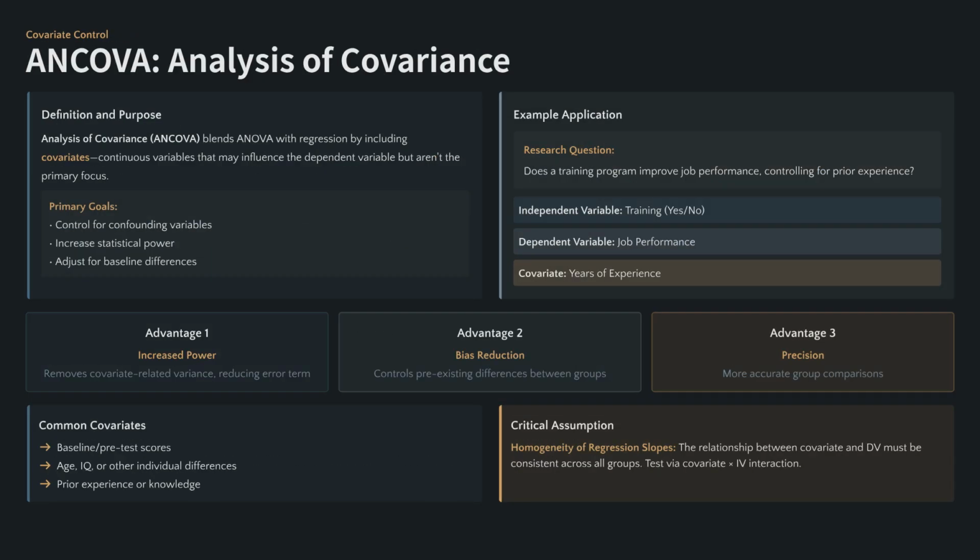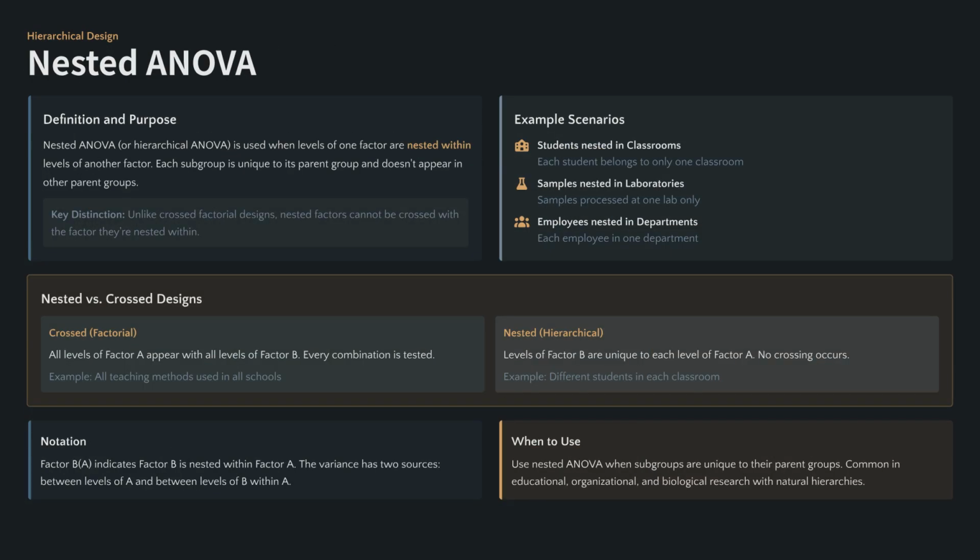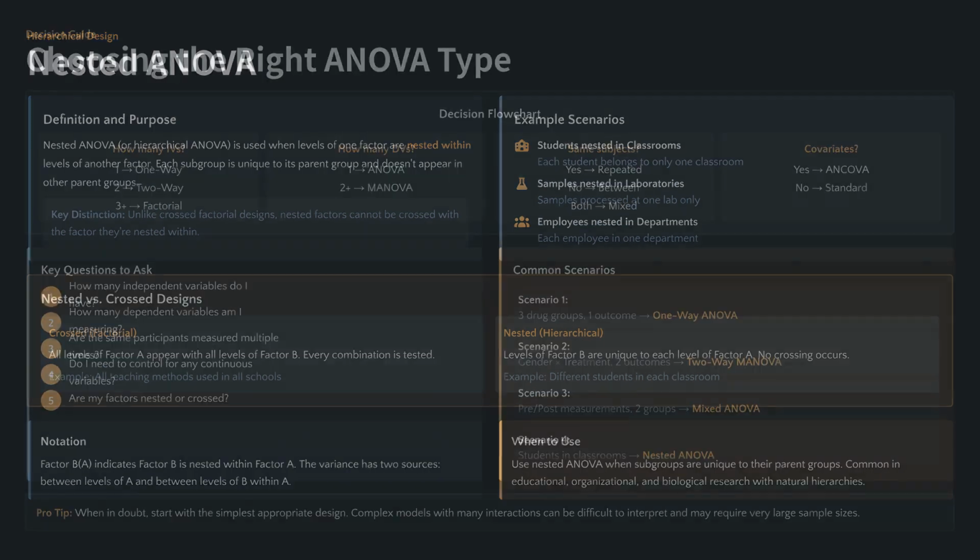Two-way ANOVA examines the effects of 2 independent variables simultaneously. It tests for both main effects, which are the individual effects of each factor, and the interaction effect, where the factors combine synergistically. An interaction occurs when the effect of one factor depends on the level of another factor. If interactions are present, interpreting the main effects alone can be misleading.